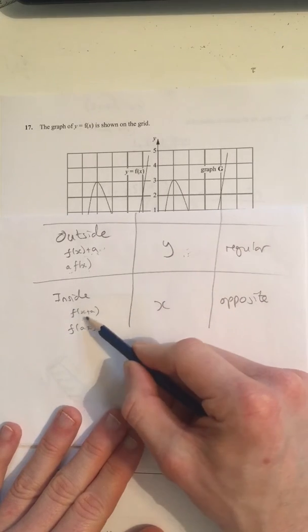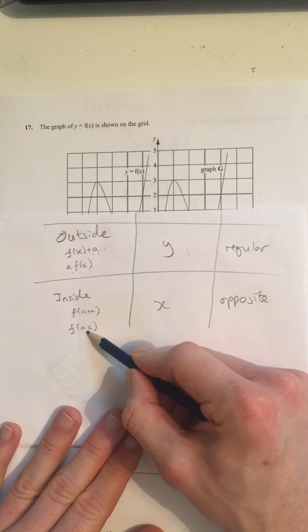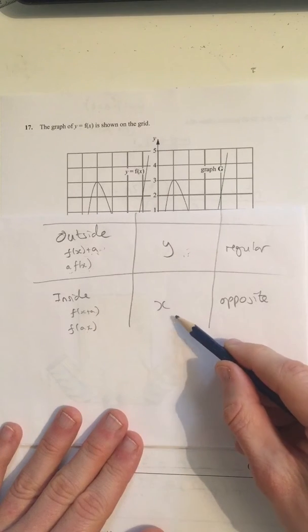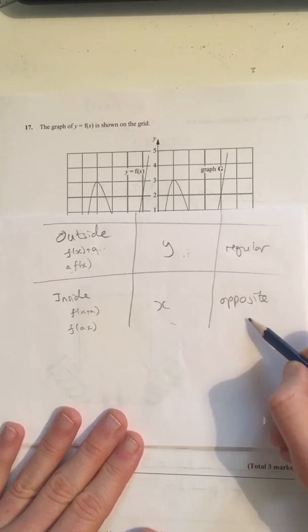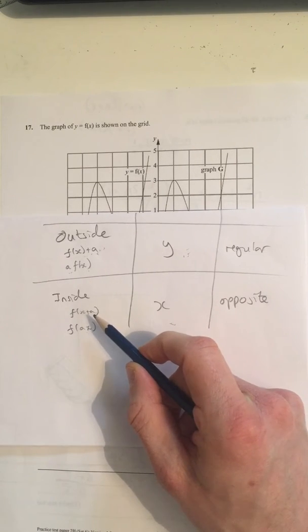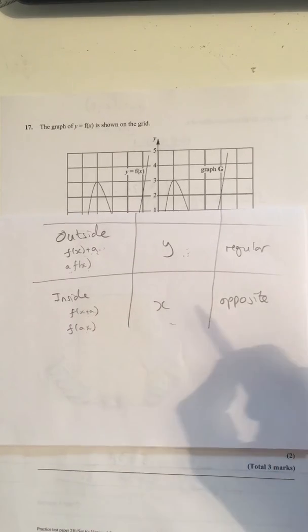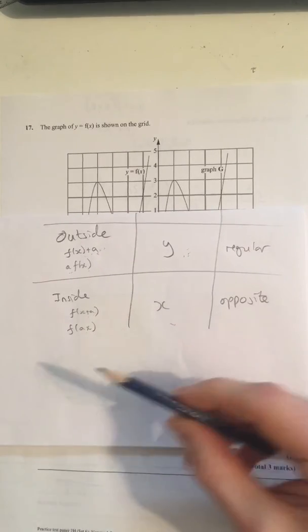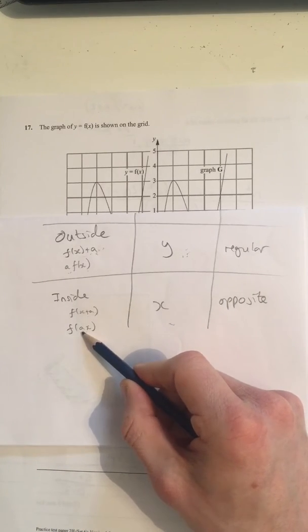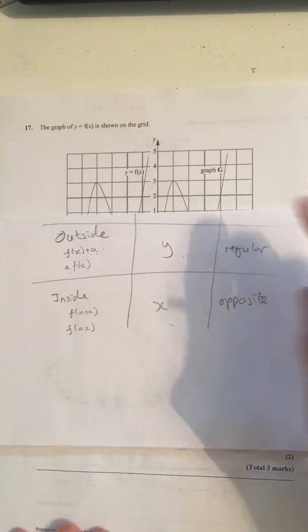If, however, the a is inside the brackets, the new number is inside, like this or this, then it affects the x coordinates only, and you do the opposite of what it tells you to do. So if it says x plus a on the inside here, we're going to subtract a from the x coordinates. If it says to multiply by a, then you are going to divide the x coordinates by a.